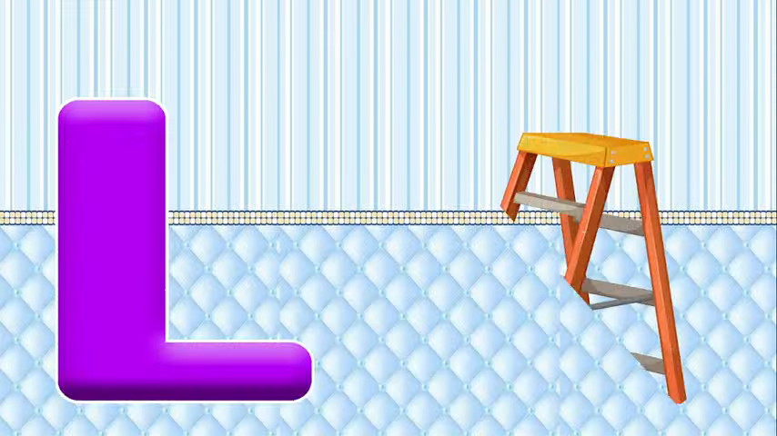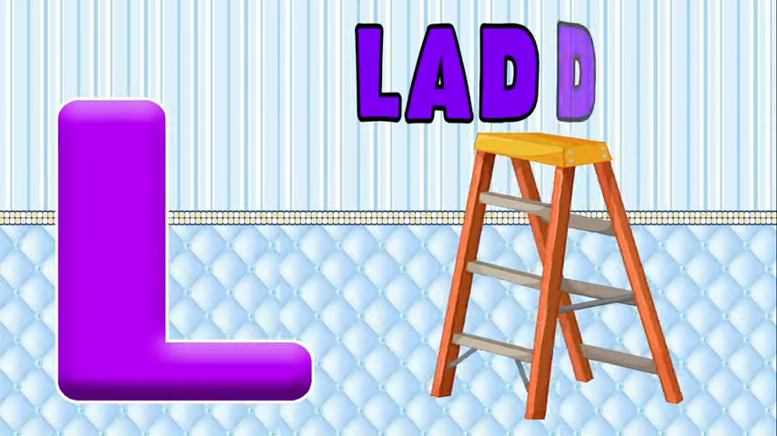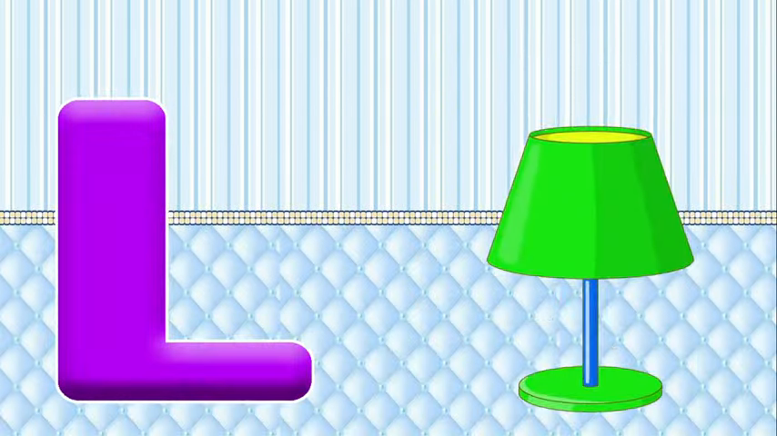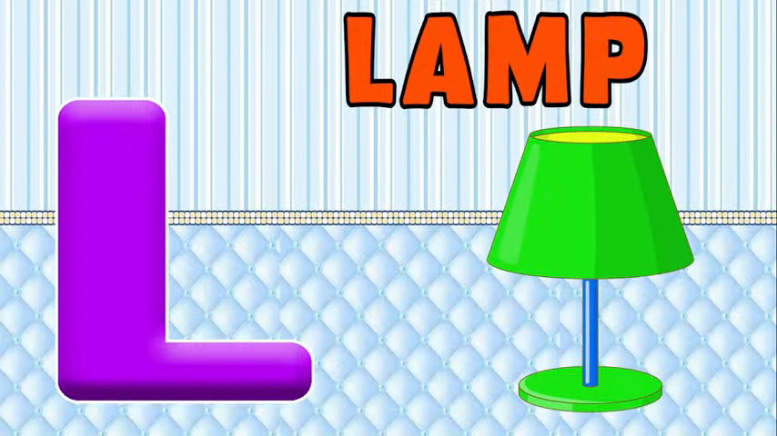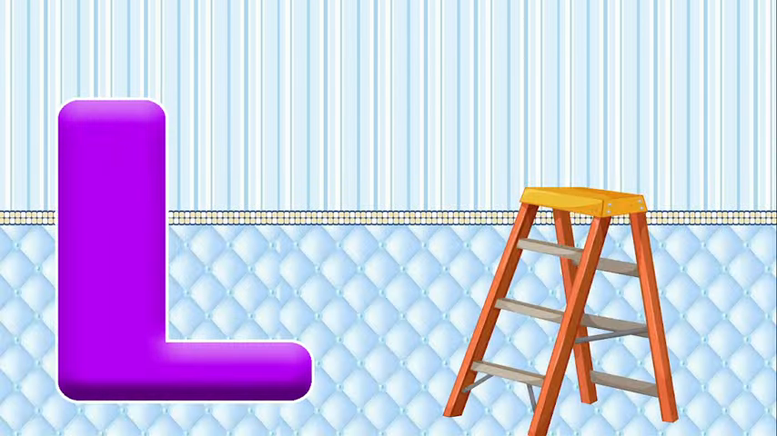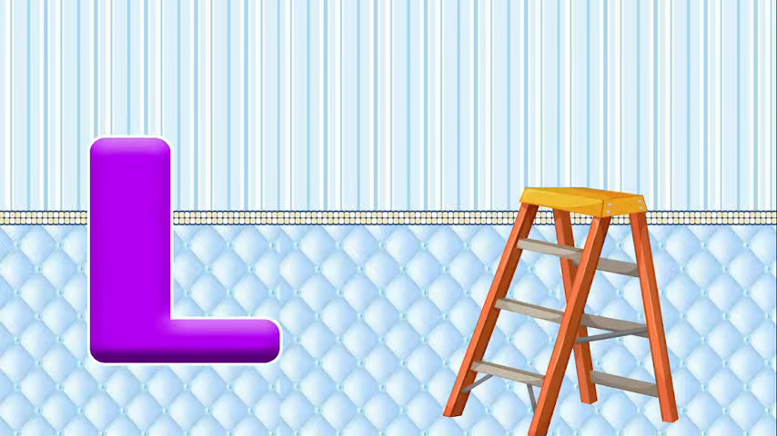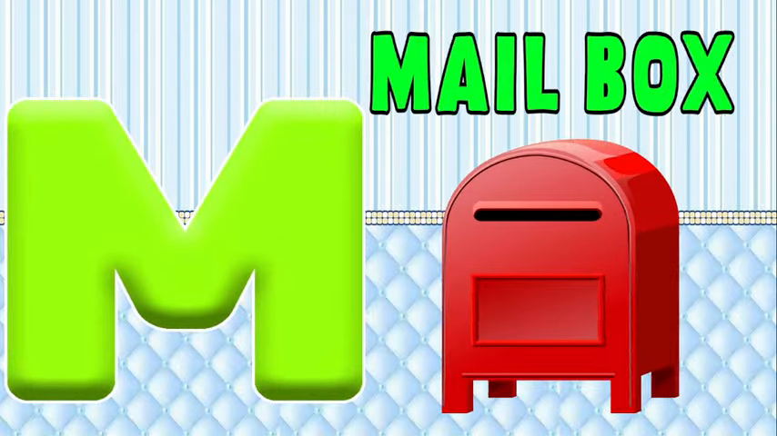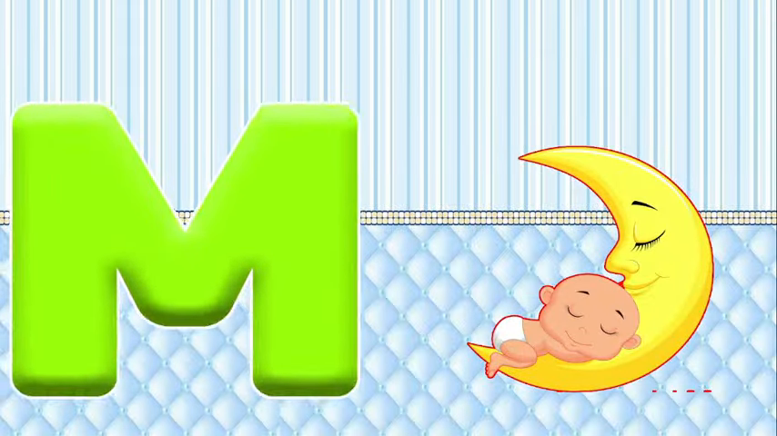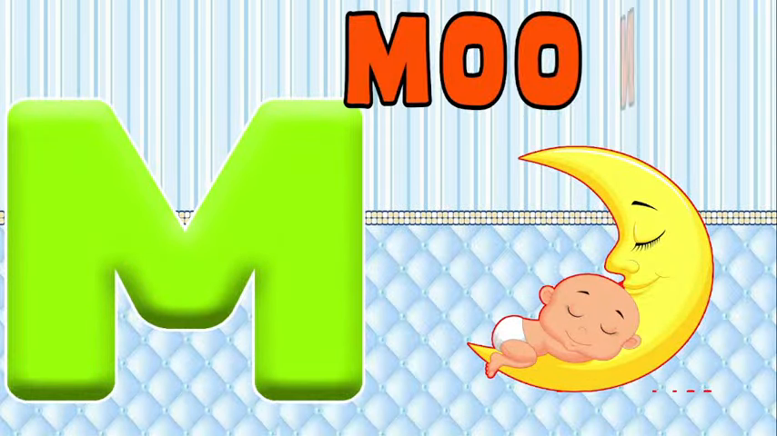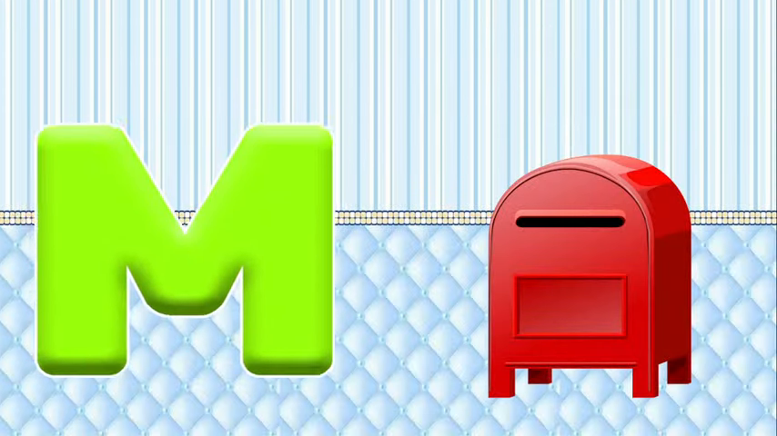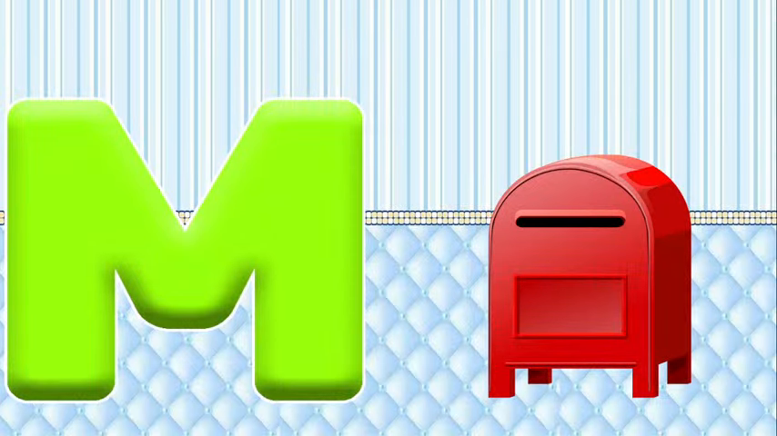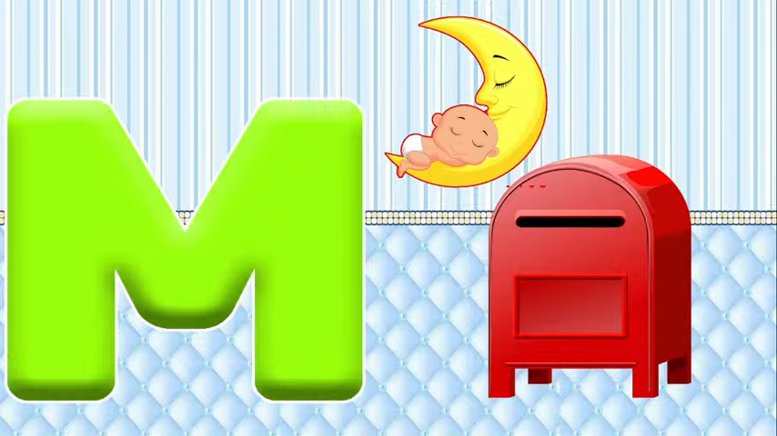L is for ladder. L, l, ladder. L is for lamp. L, l, lamp. L is for l, l, l, l, ladder. L is for l, l, l, l, lamp. M is for mailbox. M, m, mailbox. M is for moon. M, m, moon.